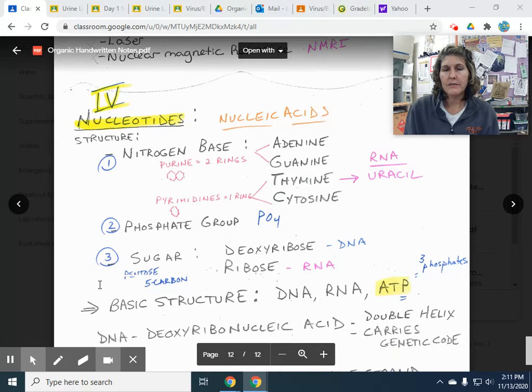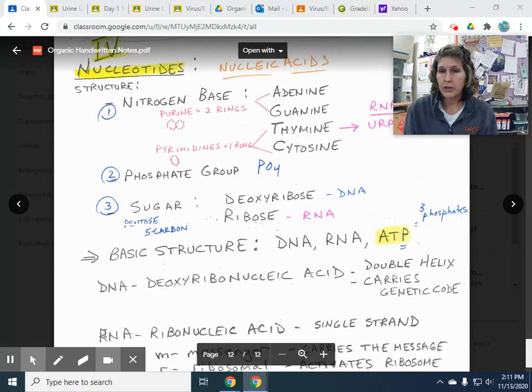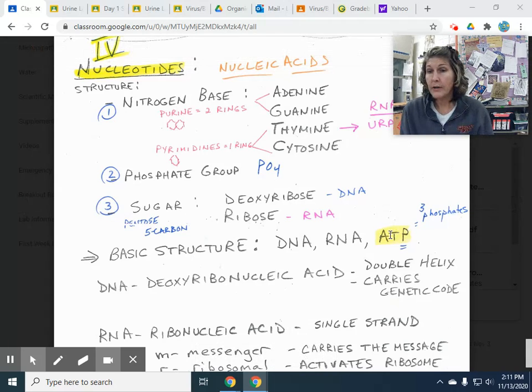There's one sugar, one phosphate, one nitrogen base, which are my basic structures for DNA, for RNA, and for ATP. Except ATP has 3 phosphates, adenosine triphosphate.